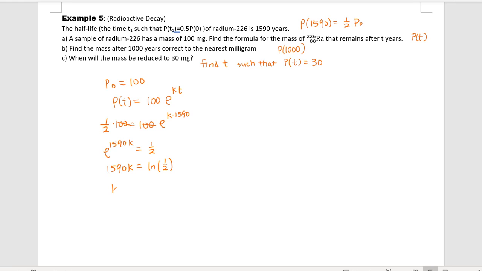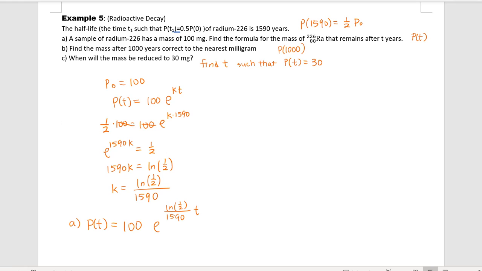Okay, and then what is k? Natural log of 1/2 over 1590. So far, so good, everyone. So we figure out our k. Now, what is the population? Well, P0 is 100. And then e to the k is natural log of 1/2 over 1590 t. So this is the population function.